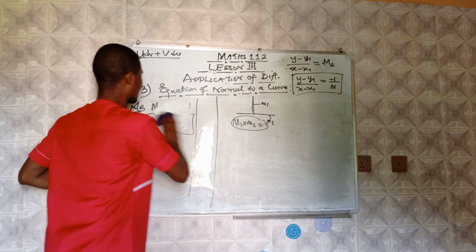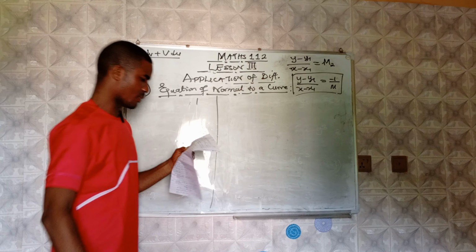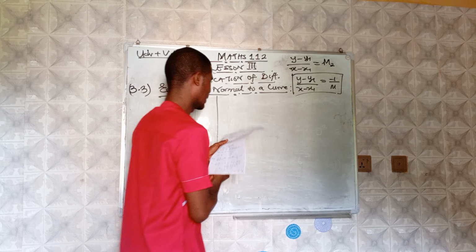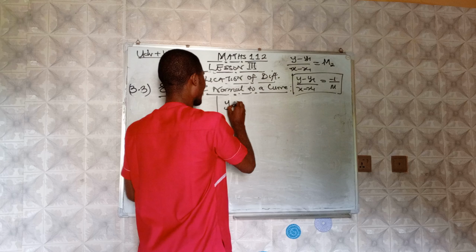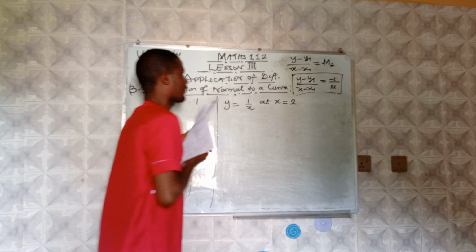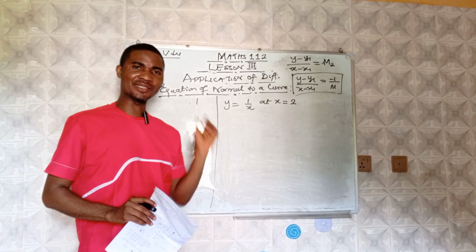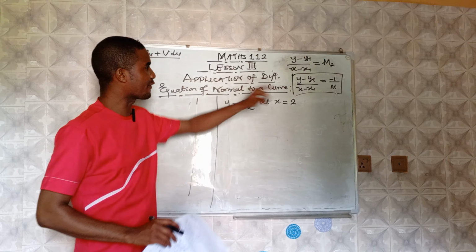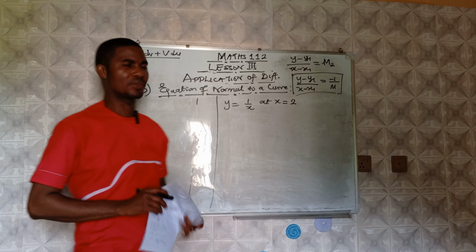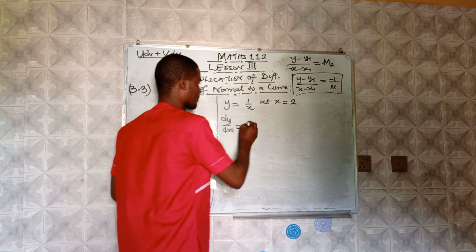Let's start with something. We have a question here that says, find the equation of normal to the curve y equals 1 over x at x equals 2. The same way we have done tangent is the same way we are going to do normal. But the only difference is that the slope of normal is going to be -1 over the slope, not just directly the slope.